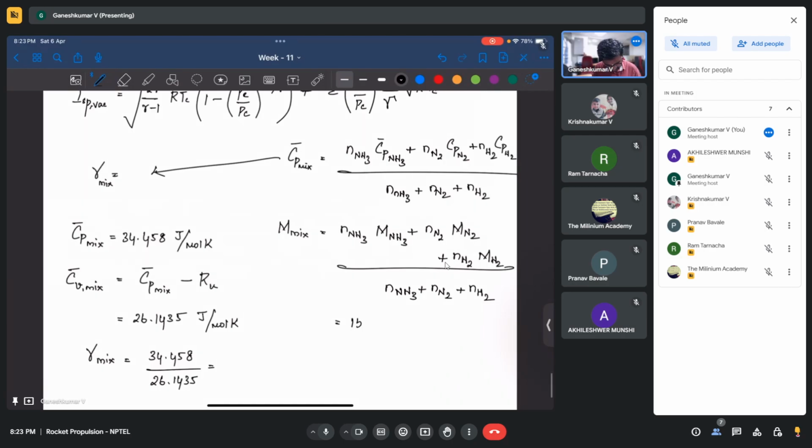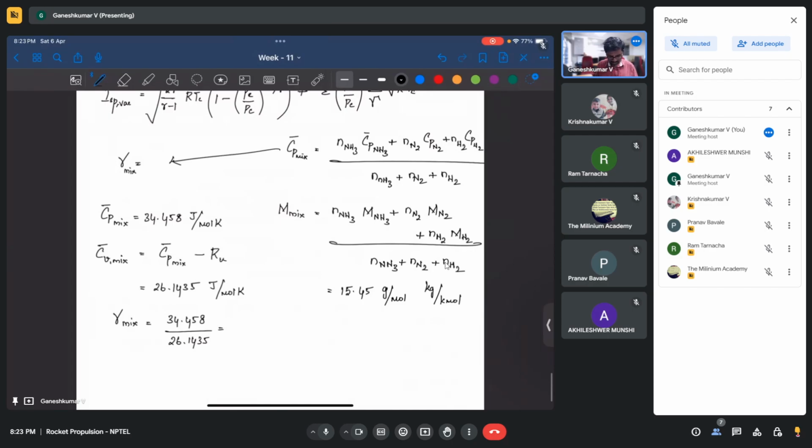So similarly, it is 15.45. This is grams per mole or kg per kilomole. Anything would work. And then gamma of mixture would be 34.458 by 26.1435. So it is coming out to be 1.32, same as before, 1.31 and 1.32.